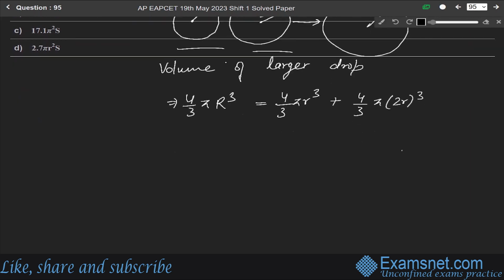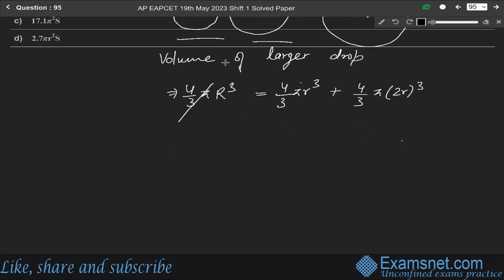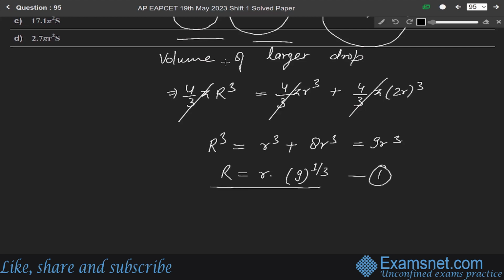Okay. Now this 4 by 3 pi cancels on all sides. So capital R cube will be equal to small r cube plus 8r cube, meaning 9r cube. So capital R will be equal to small r into 9 to the power 1 by 3. Okay, let us say this is equation number 1.